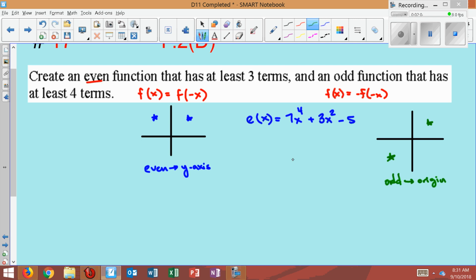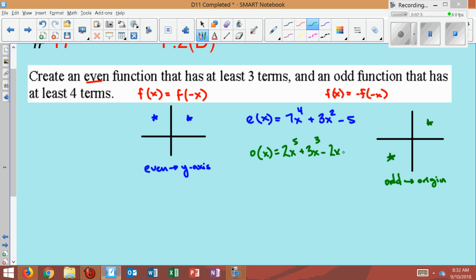Okay, so let's get an odd function. I'll call it o of x for an odd function. It needs to have 4 terms, and they all need to be odd powers. So I could say something like 2x to the 5th plus 3x cubed minus 2x. Oh, I'm going to need another one, because if I put something right there, like say a plus 7, that'll no longer be odd.